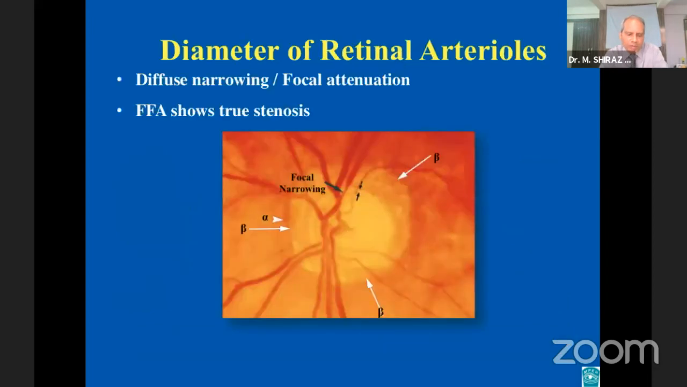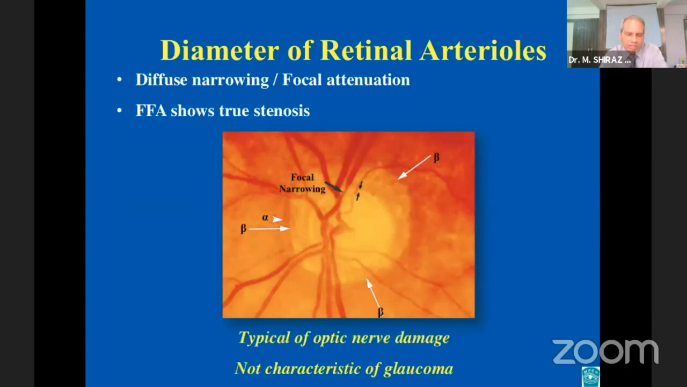Diffuse and focal narrowing of the retinal vessels have been described for both glaucomatous as well as non-glaucomatous optic neuropathies. The generalized and localized narrowing of retinal vessels is typical of optic nerve damage, but not characteristic of glaucoma.